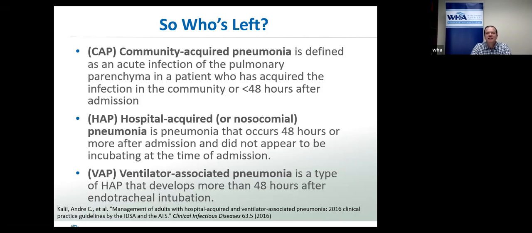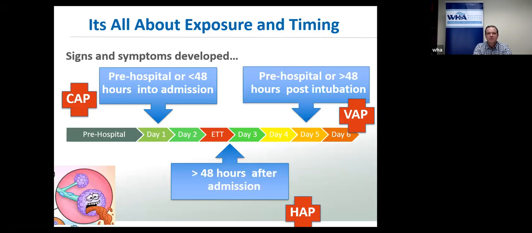And then finally, ventilator-associated pneumonia, or VAP, is a type of healthcare-associated pneumonia or hospital-acquired pneumonia that develops more than 48 hours after intubation. So this is a specific entity that happens after you've been intubated.